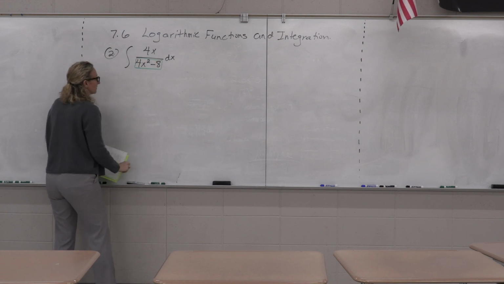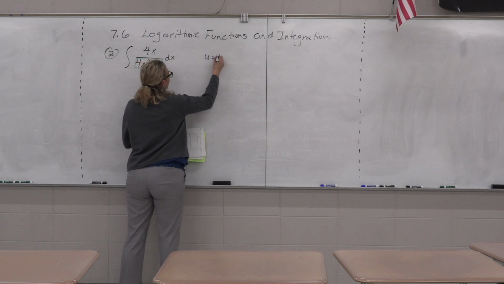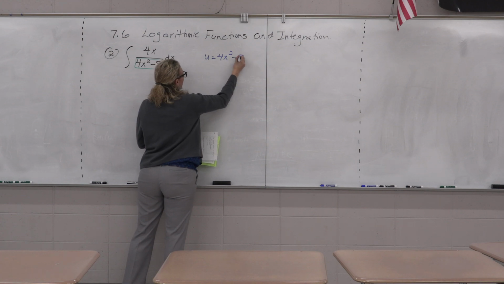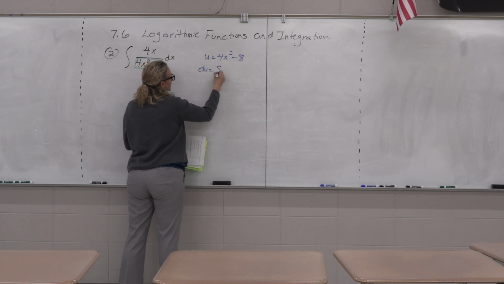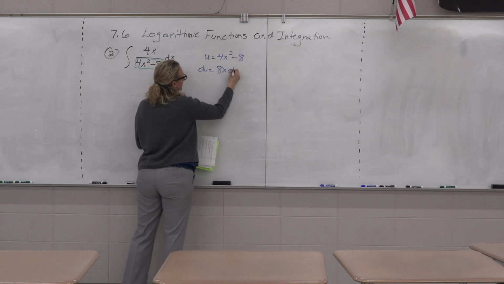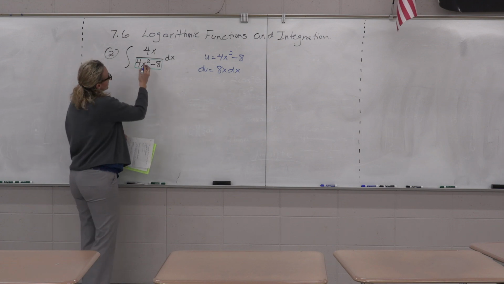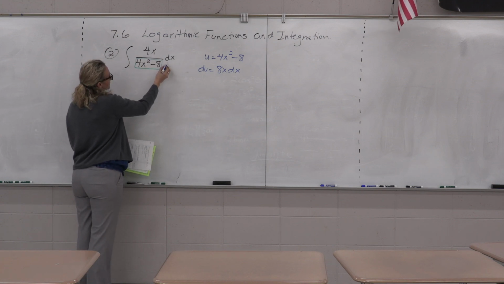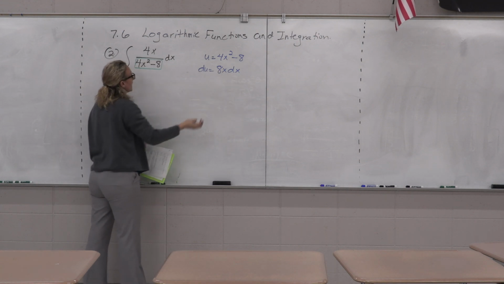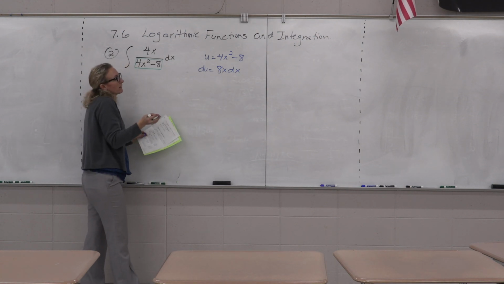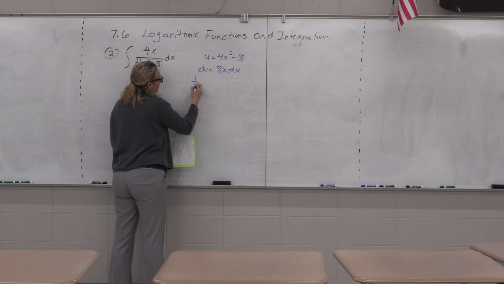So I'm in the sidebar going to let u be equal to 4x squared minus 8. So du equals 8x dx. Okay, a couple different ways you could handle this actually. Because it's 4x dx, I could divide by 2 and divide by 2 and make the 4x. I usually don't like to think that hard, I like to make it match. I would just divide by the 1/8.